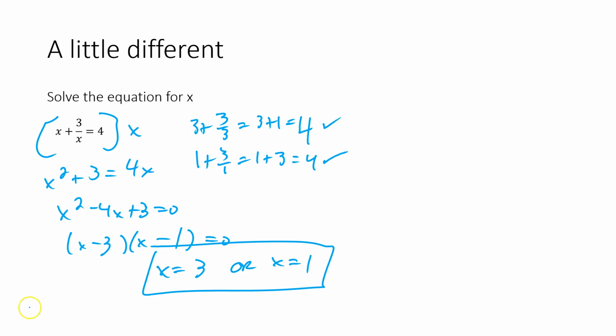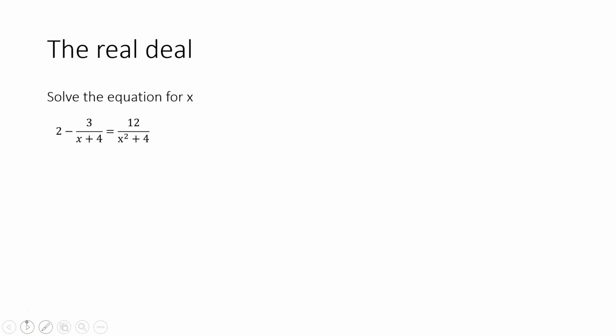All right. So let's dive in a little bit more here. This is the real deal. This is about as hard as it gets. So let's take a look. What we're going to do here is I have 2 minus 3 over x plus 4, and I have 12 over x squared plus 4. I believe that's supposed to be 4x. Yeah, that's supposed to be 4x. Sorry about that. Make sure you change that to a 4x in your example.